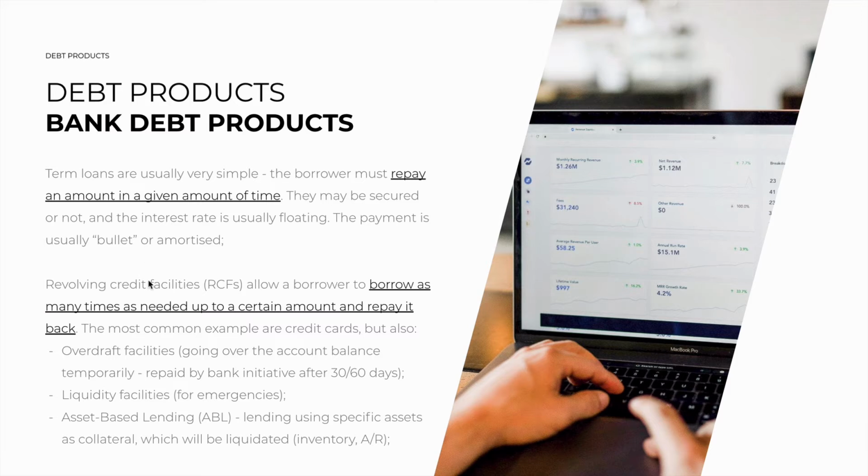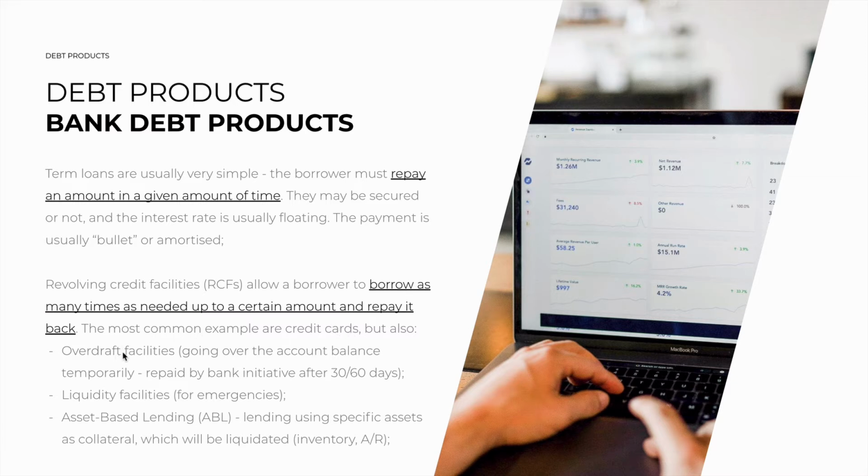Revolving credit lines, also known as RCFs, are credit facilities that allow a borrower to borrow as many times as needed, up to a certain amount, and repeat this as many times as they wish within that credit limit and that period. So unlike term loans where you borrow once, here you can borrow countless times as long as you pay it back. The most common example, again, are credit cards, but there's also other types.